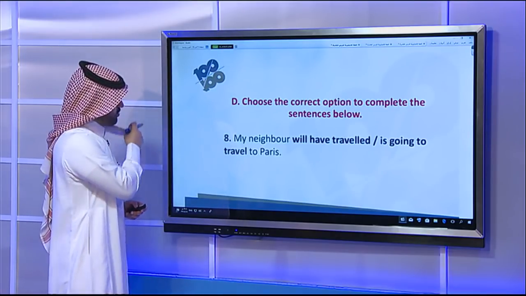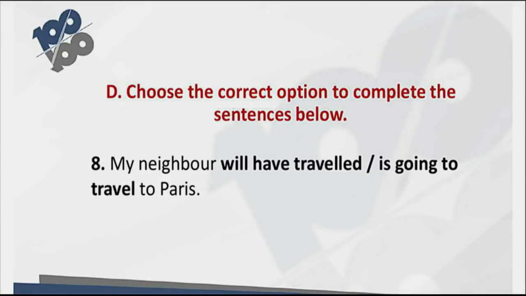Number 8. The sentence says, my neighbor will have traveled or is going to travel to Paris. We have two options. Will have traveled, this is future perfect. And as we said before, dear student, we use future perfect for an action that will be completed before a specific time, and there is no specific time in the future here, okay?